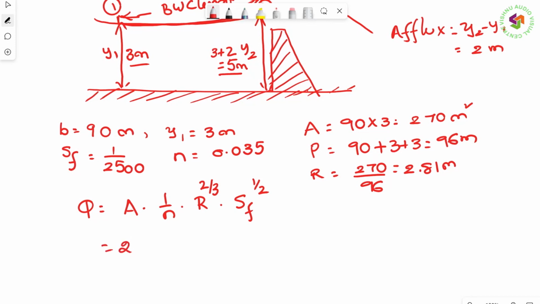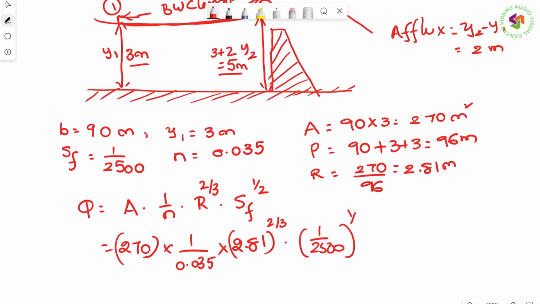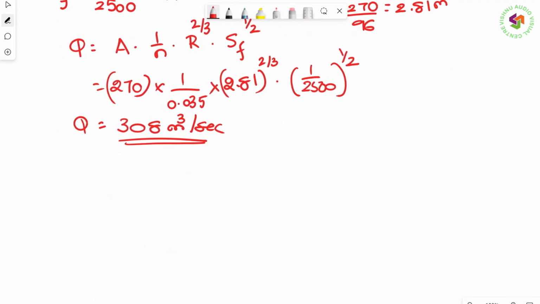If I take this, what is Q? A is equal to 270, into 1 by N, N is equal to 0.035, R is equal to 2.81 whole to the power of 2 by 3, SF is 1 by 2500 whole to the power of half. Therefore, calculating Q, you are going to get 308 meter cube per second. This is the first calculation, because without knowing Q, I cannot calculate E1 and E2. So now let us go to the specific energy at section 1.